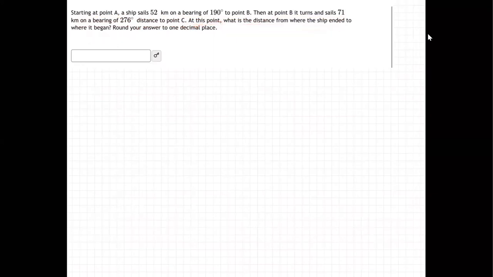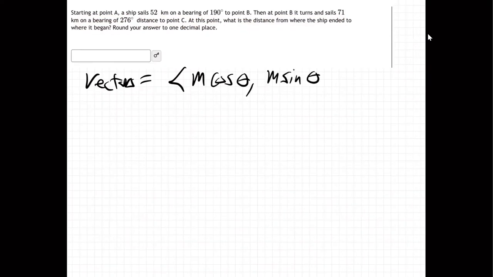Now, you could do this by drawing triangles, using a lot of sines and cosines and stuff like that. But I'm going to just do vectors. So remember how vectors work? You just do the magnitude or the distance, cosine of the angle for x, and the magnitude or the distance, sine of the angle for y. That's how you do vectors.